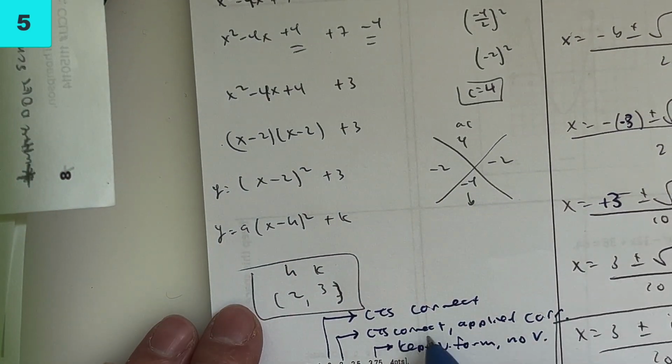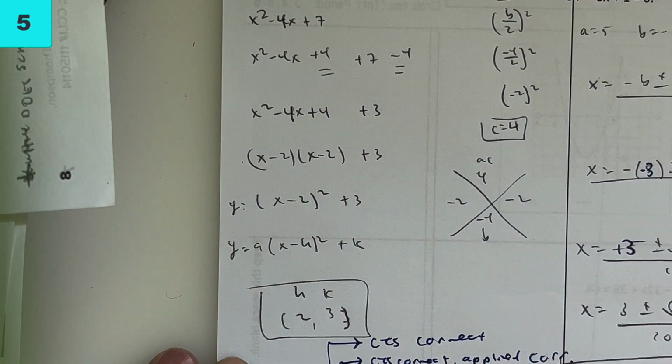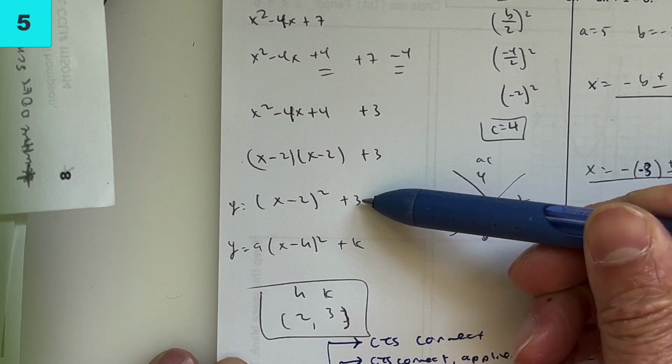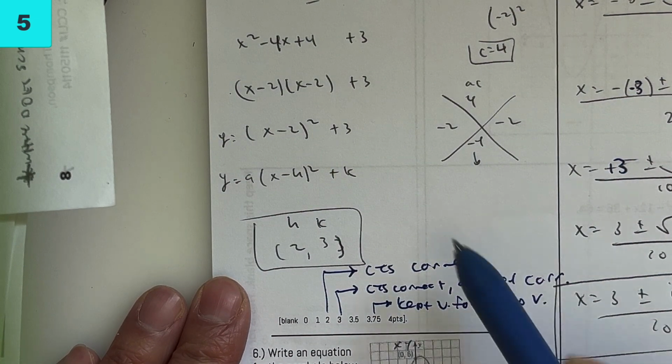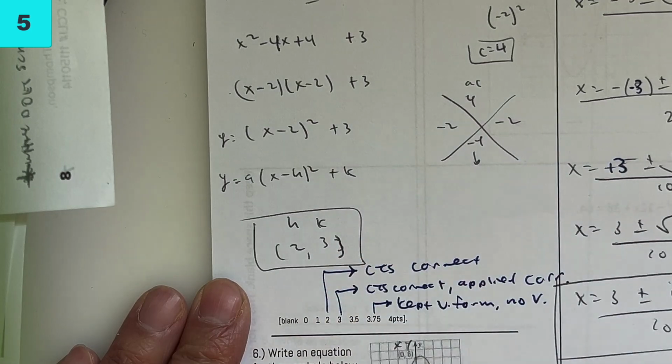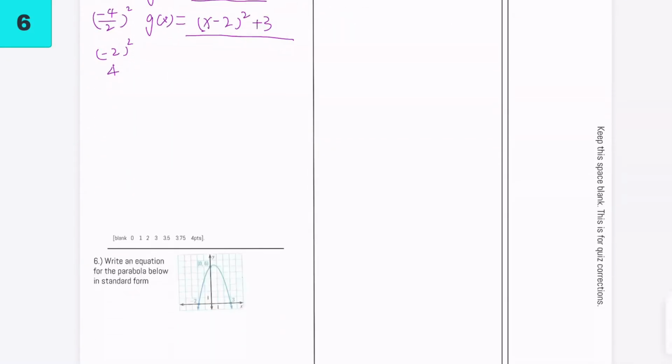If you applied it correctly, I gave you a 3, meaning a positive 4 and a negative 4 because that adds to 0. If you kept it in vertex form, I gave you guys a 3.75 and it has no vertex. So that's how you would get the full credit. This is the vertex form.